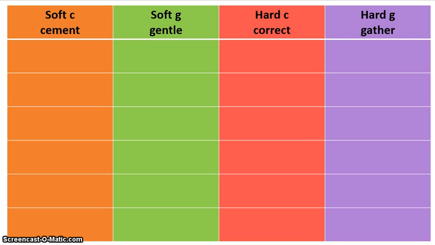So you should have your workbook page out and your colored pencils. You're going to need orange, green, red, and purple. I hopefully have that listed on your assignment sheet, but if not, you can stop the video and go get them.